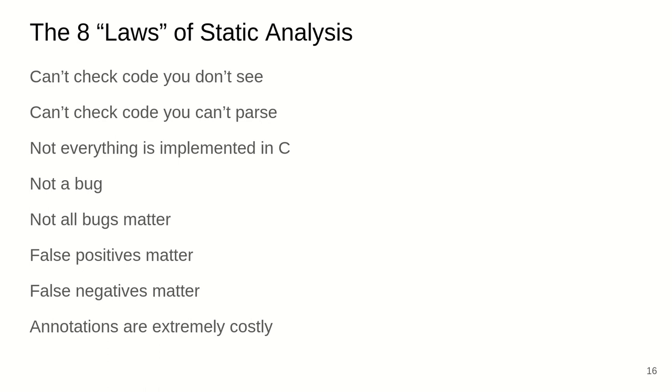But first, I would like to highlight the 8 laws of static analysis. So these are not exactly laws, but more like guidelines that you should look at. And they are: you can't check code you don't see. You can't check code you can't parse. Not everything is implemented in C. This is not a bug. Not all bugs matter. False positives matter. False negatives matter. And annotations are extremely costly. Let's go through them one by one and add a little bit of context to that.